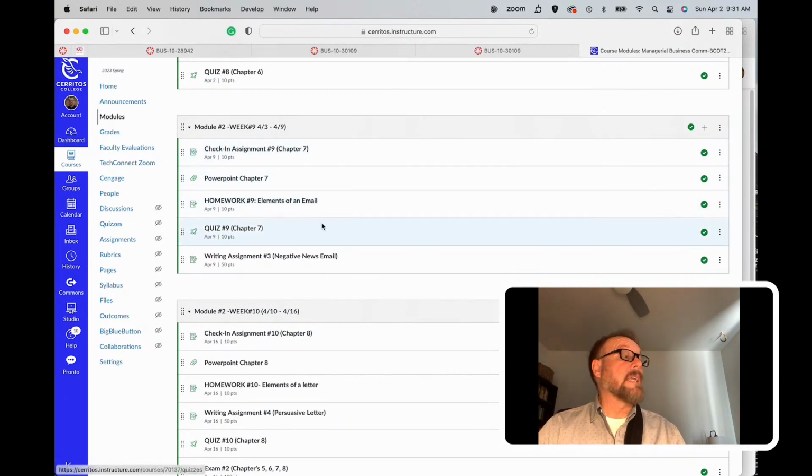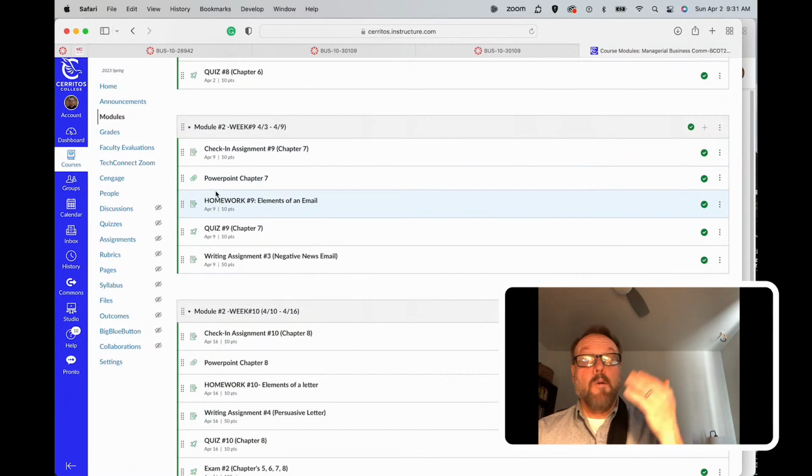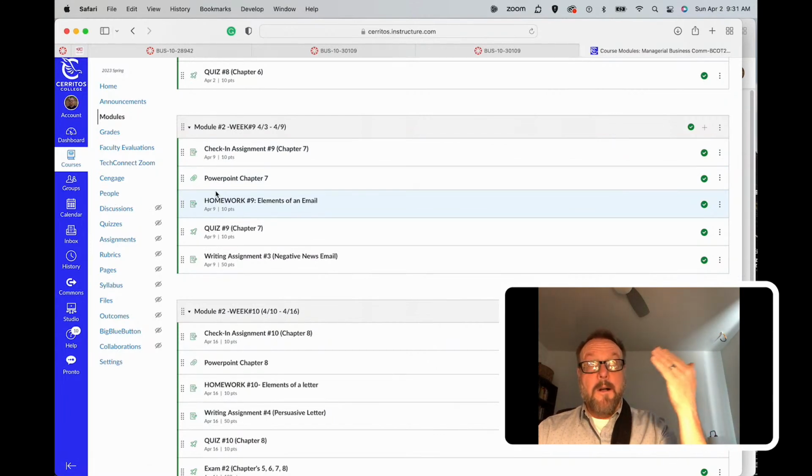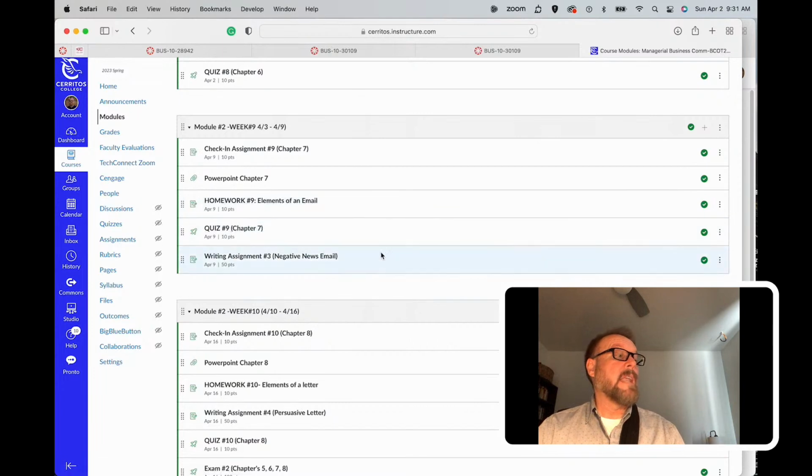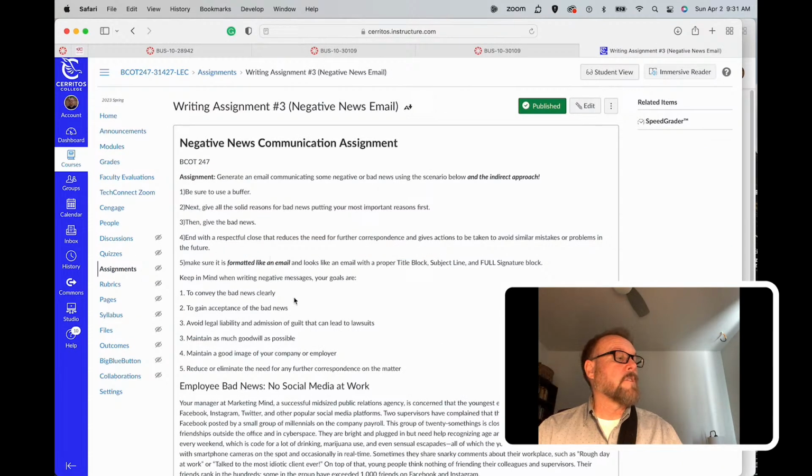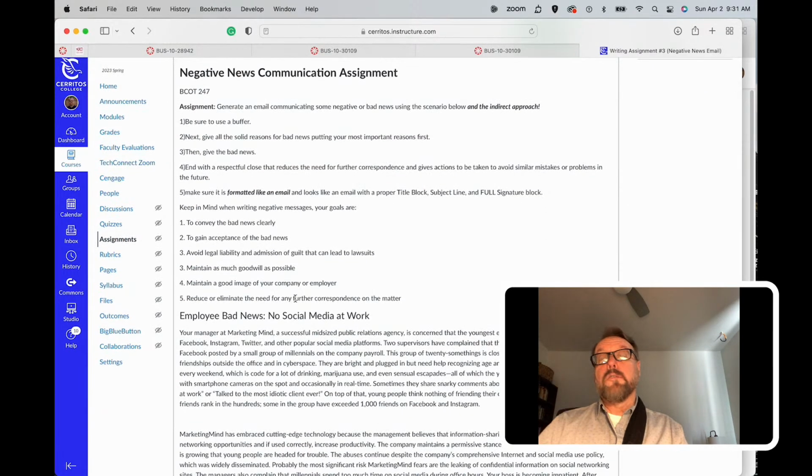You're going to be writing an email, and your homework is pointing out the different parts of an email, what's wrong with the bad one, and what's good about the good one. I give you a sample of both, and then you're going to be writing a negative email message. The topic on that one is that there's no longer going to be social media at work. So make sure when you write it that you start with a buffer.